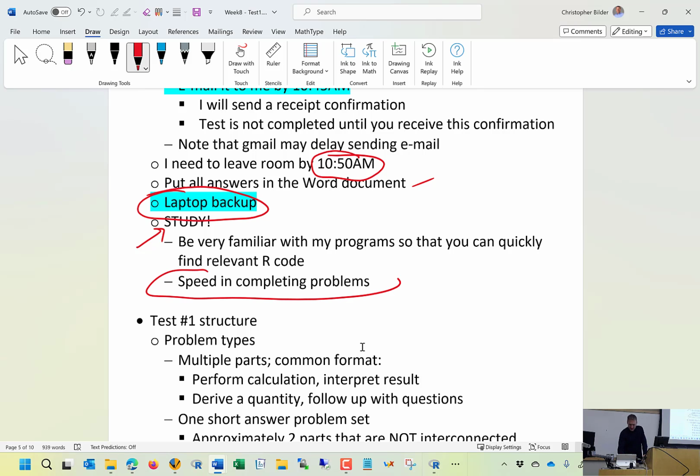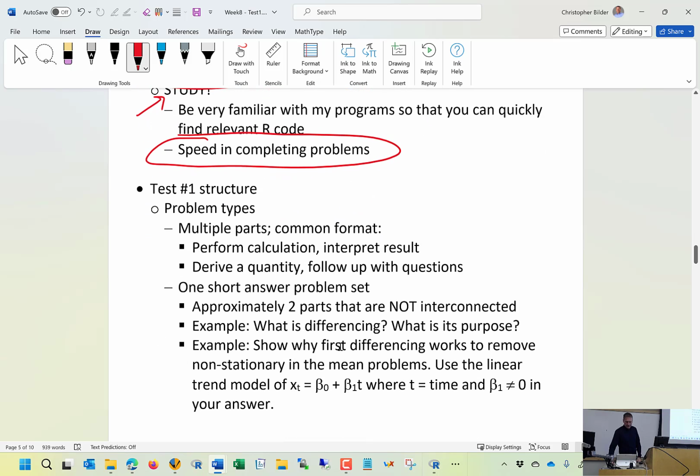And this then gets into the whole idea of you need to have some kind of speed in actually being able to complete these problems. If you're constantly always having to look in my programs or look at even the equations sheet to complete the tests, you have not studied enough. So please, in your final preparations for the test, have that in mind. The speed that's needed to complete some of these problems.